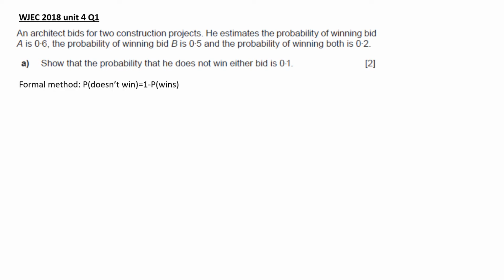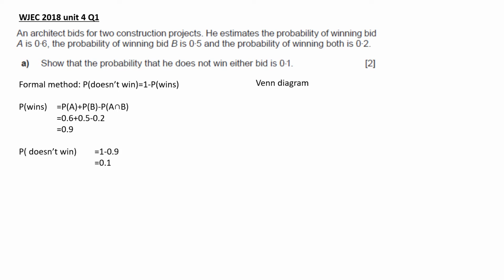So the formula method: the probability that he doesn't win is clearly 1 minus the probability he does, because it's a mutually exclusive system. Either he wins or he doesn't. And the probability that he wins is the probability that he wins A, or that he wins B, hence there's an addition, minus the intersection of the two, because otherwise you're double counting. So we get 0.6 plus 0.5, which would give us 1.1, which isn't going to work, minus 0.2, which gives me the 0.9 that I need. So the probability he doesn't win is 1 minus that, 0.1.